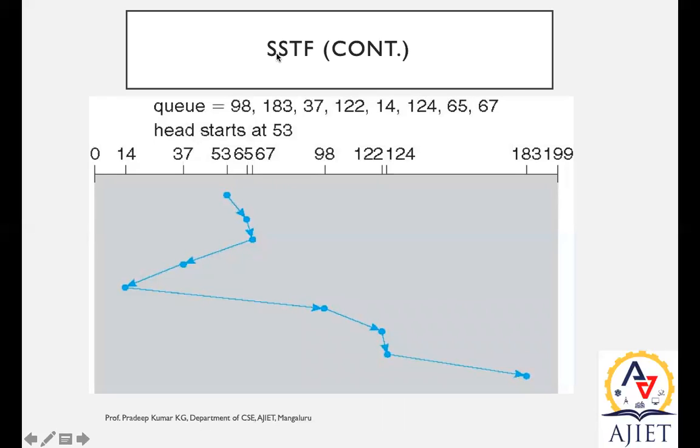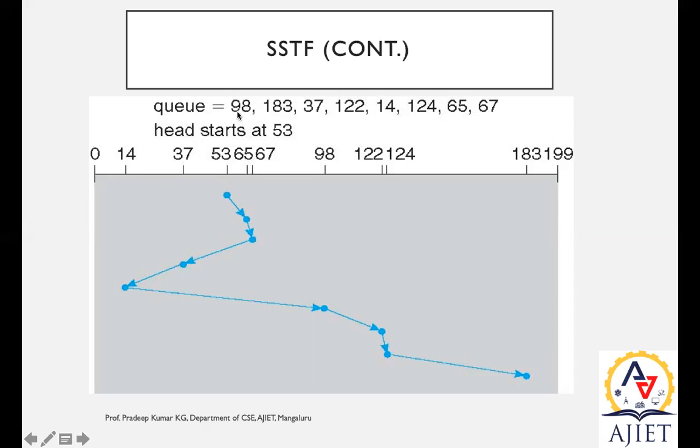Consider the shortest seek time first, SSTF, algorithm. So we have the same queue. Now the head starts at 53. By considering 53 as the head position, we try to find which request is the nearest, having the least seek time. The requests are 183, 37, 128, 14, 24, 65 and 67.